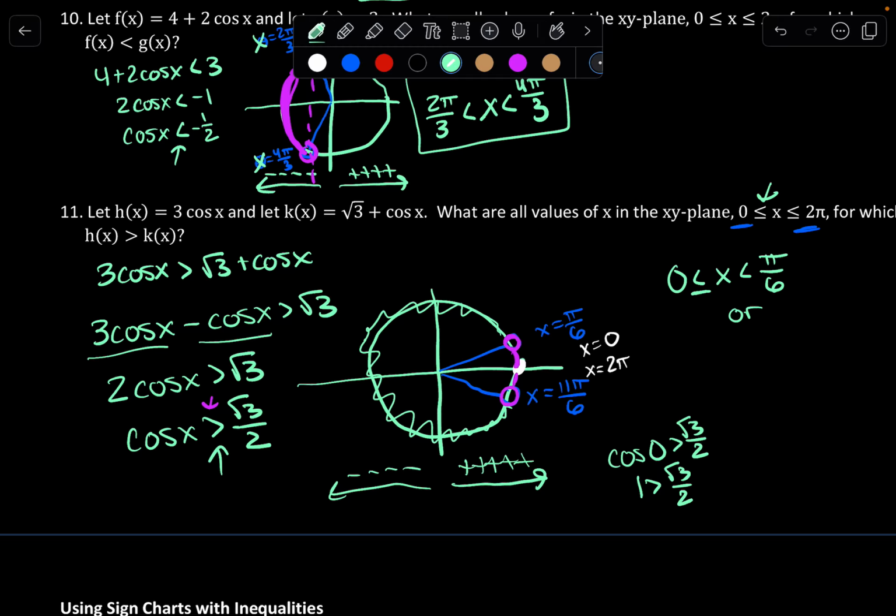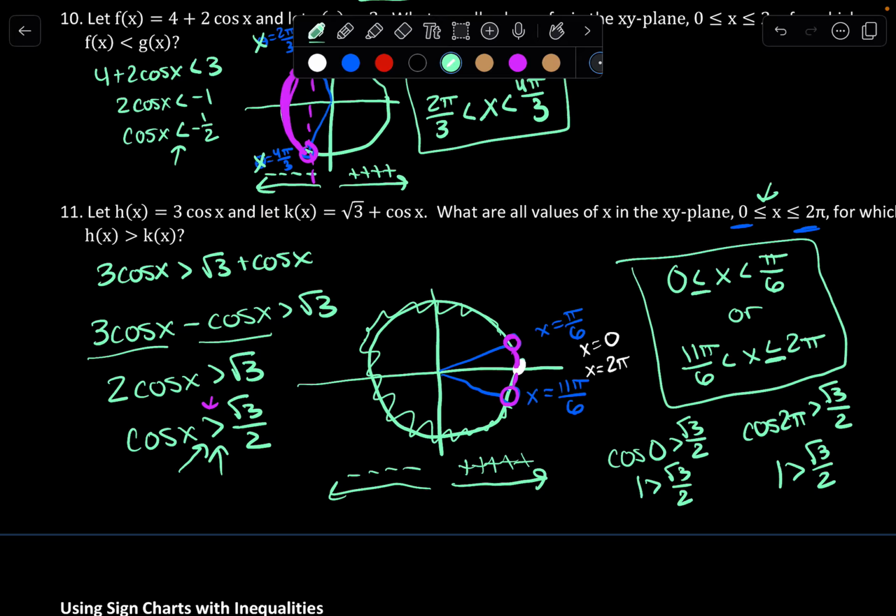And then we have our second interval. So we have 11 pi over 6 is less than x, which is less than 2 pi. So again, 11 pi over 6 will not be included because of our inequality with h and k. But what about the 2 pi? Again, if you're not sure, plug it in. So I have cosine of 2 pi, and I want to know, is that going to be strictly greater than root 3 over 2? Well, cosine of 2 pi is going to be 1, which is greater than root 3 over 2, so we will include 2 pi.